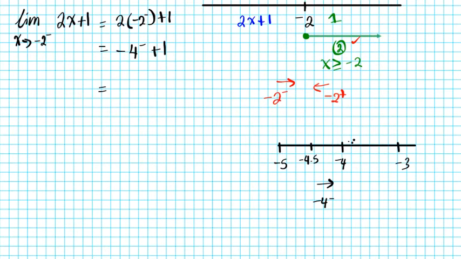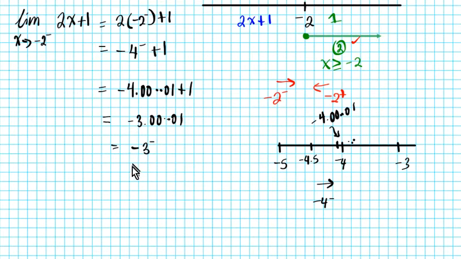So if you get really close to negative 4 from the left, what you're looking at is negative 4.00, infinite number of zeros, 1. So this is negative 4.00, infinite number of zeros, 1, plus 1. If we subtract these two, subtract and keep the sign of the bigger, this is going to be negative 3.00, infinite number of zeros, 1. That is negative 3 from the left. What are you approaching here? You are approaching negative 3, and that's your final answer.